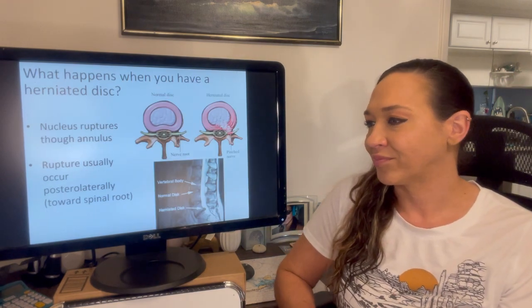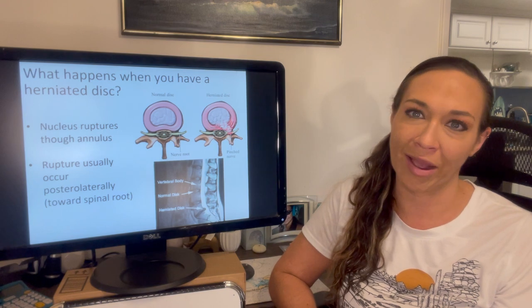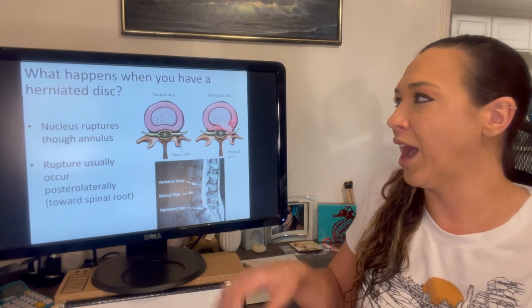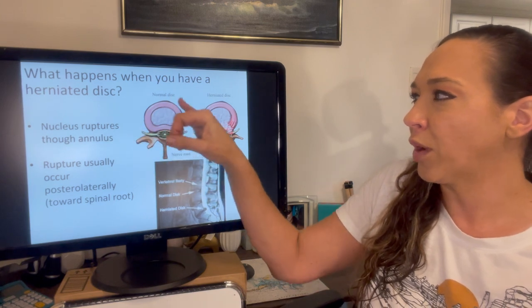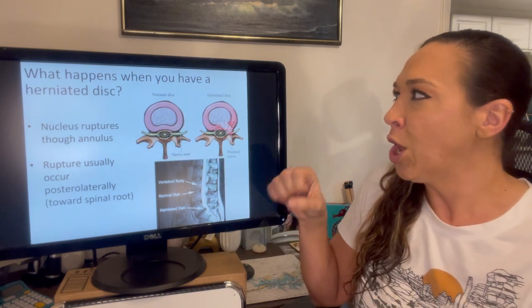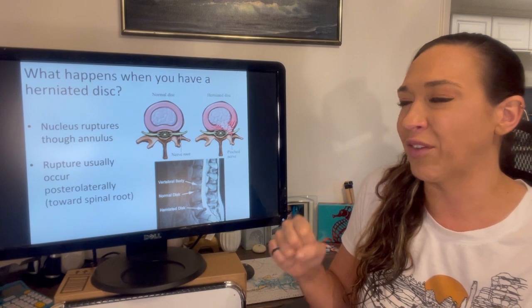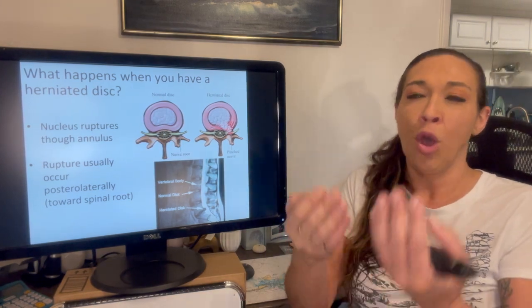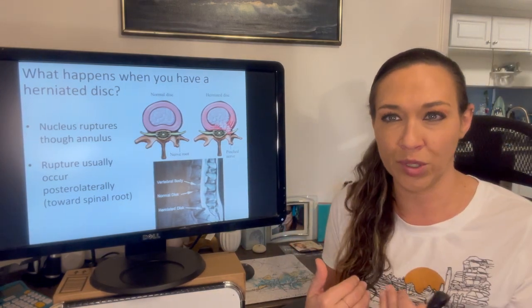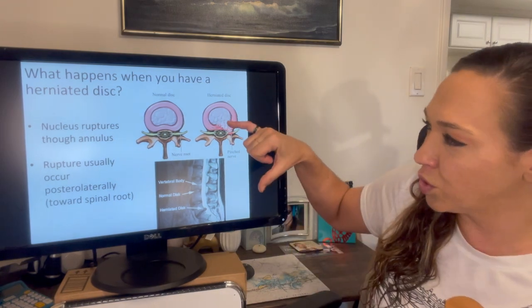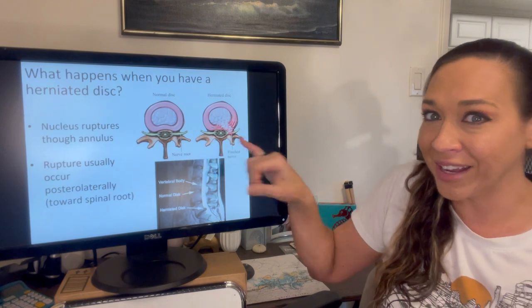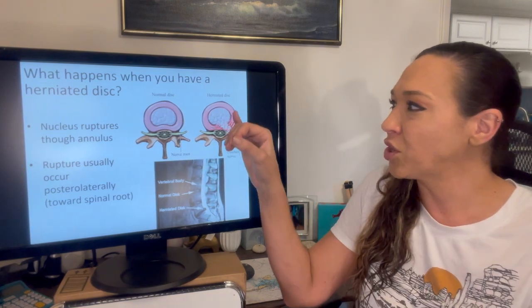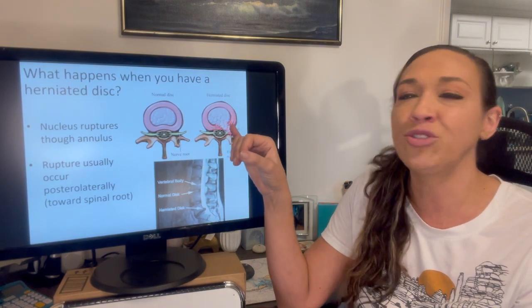Okay, that herniated disc that I talked about. Basically, what you have is your normal annulus right here, and your normal nucleus here in the center. But what's going to happen is you're going to have a rupture, and typically it ruptures posteriorly, towards your spine. As it ruptures towards your spine, what you have going along your vertebrae is your nerves. So now we start to have swelling, and now we start to have pinching of the nerve.